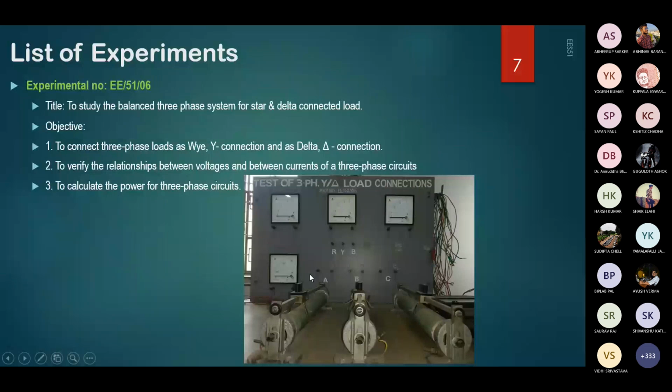So this is with three-phase connection. So you can see three rheostats. I'm coming to the rheostat part. So three rheostats that would be first connected with the... Let me show you.